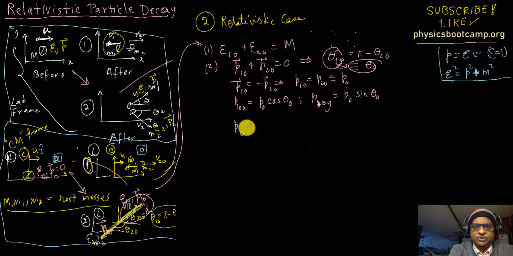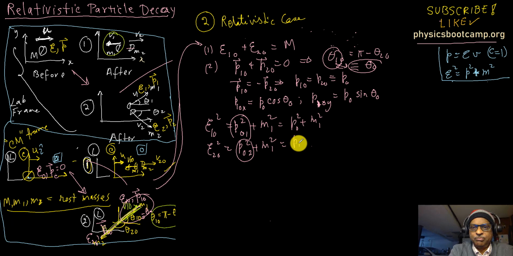So we know that P01 square plus M1 square equals E10 square, and E20 square is P02 square plus M1 square, and these guys are equal to each other, p0 square plus m1 square and p0 square plus m2 square, and we just subtract it. Just a little bit different calculations, which is exactly the same thing.